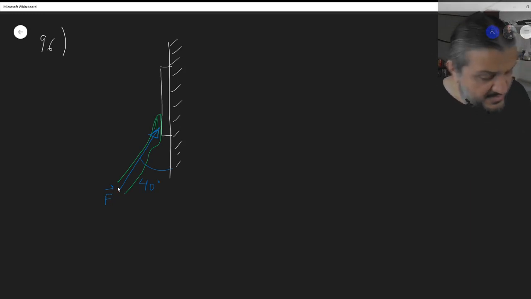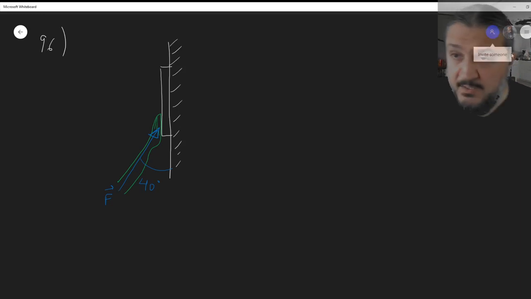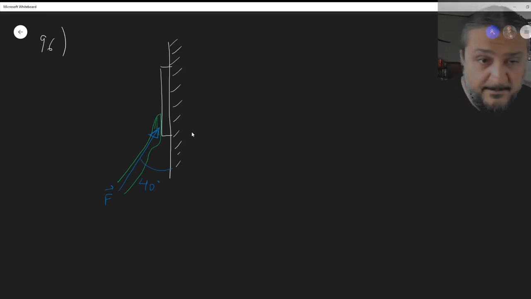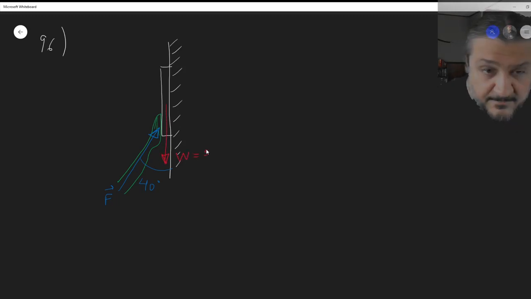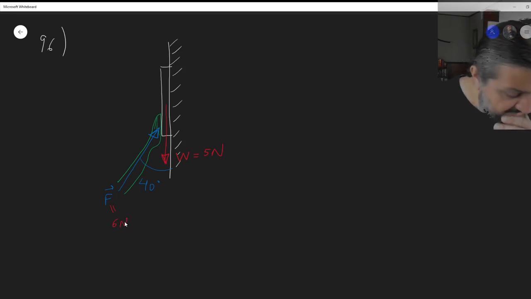Let's read it. The picture weighs 5 newtons. Weight of the picture. Why don't I just show it as an arrow also? The weight of the picture is pulling it downward. How much is it? 5 newtons. And you press against the flat frame with a force equal to 6 newtons. So F is 6 newtons, at an angle of 40 degrees from the vertical.